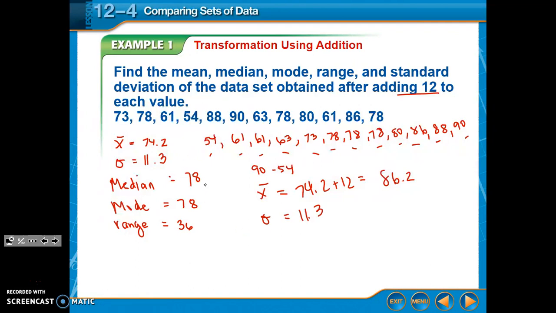My median, my middle number, because we just added 12 to all of them, is also going to add 12. So my median is going to be 78 plus 12, or 90. All right, and then my mode is now going to be 90 also. And my range doesn't change. It's going to stay 36, because if I added 12 here and added 12 there, it's still going to be the same distance. So the ones that change when you're adding are the average, the median, and the mode. The range and the standard deviation do not change.